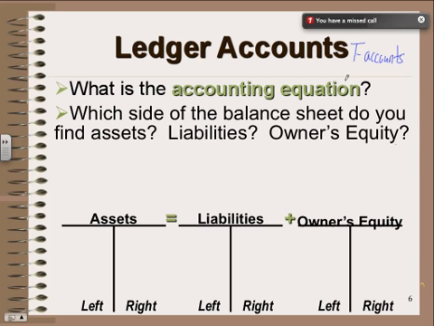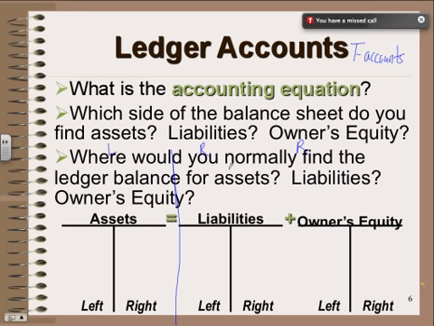So remember the accounting equation. Assets equals liabilities plus owner's equity. Well, what I need you to take note of here is, which side of the balance sheet do you find assets? Well, we've done assets, and we know that assets are found on the left, and liabilities and owner's equity are both found on the right. Just like the fundamental accounting equation, assets equals liabilities plus owner's equity. Assets are on the left. Liabilities and owner's equity are on the right-hand side of the accounting equation. This is really important for you to help remember, okay, how these accounts are going to be set up.